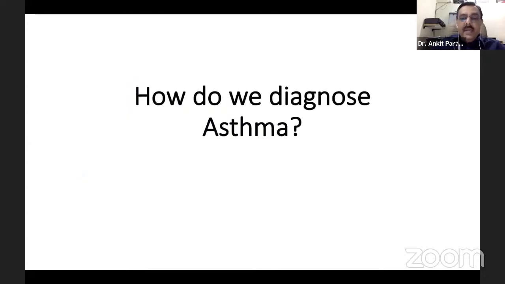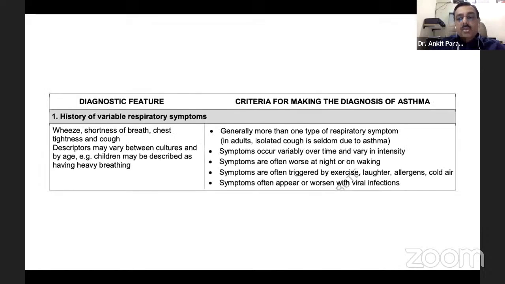So how have we been diagnosing asthma? We've just talked about it. What GINA says is that we have to look at the cardinal symptoms, which are wheeze, shortness of breath, chest tightness, and cough. And the description can vary. Generally, children will have more than one symptom. So it is not just wheeze or just shortness of breath or just cough in the classical variety of asthma, but you can have isolated symptoms as well.